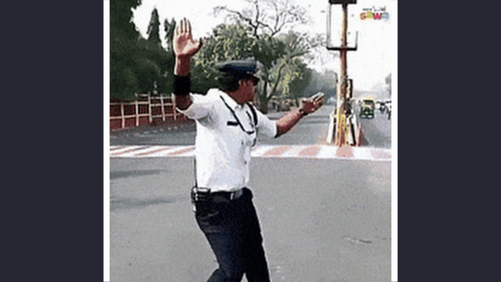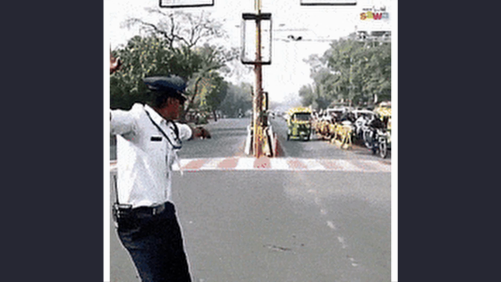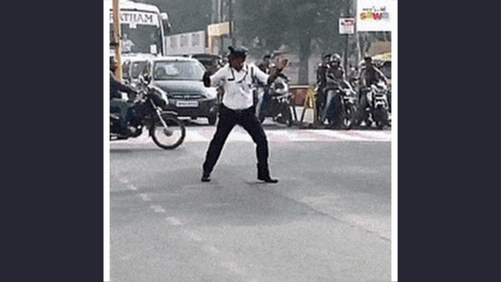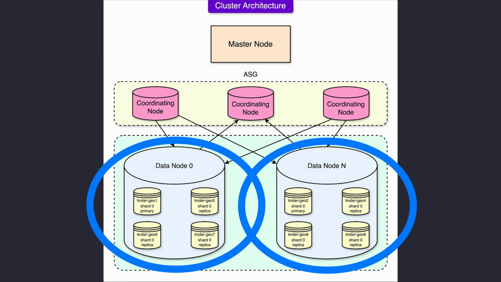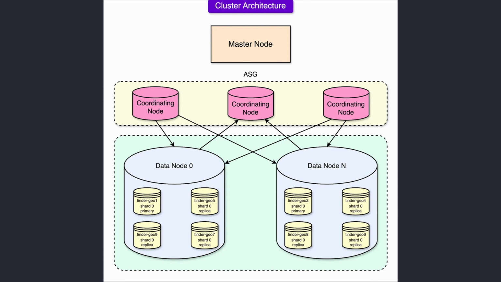When a user searches for matches, the nodes figure out which shards need to be queried and send those requests to the right places. Finally, the data nodes. These are the real workers. They store the actual data and execute search queries. Each shard exists here as either a primary shard or a replica, ensuring there's always backup in case of failure.